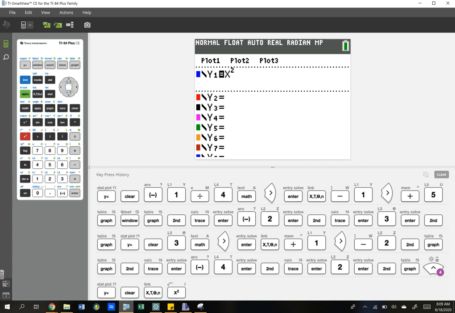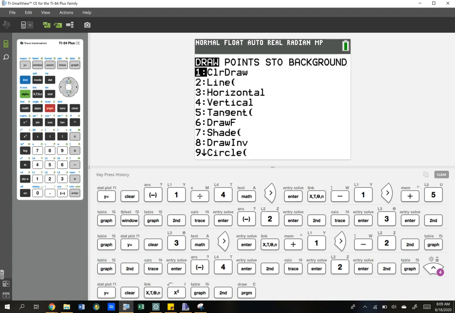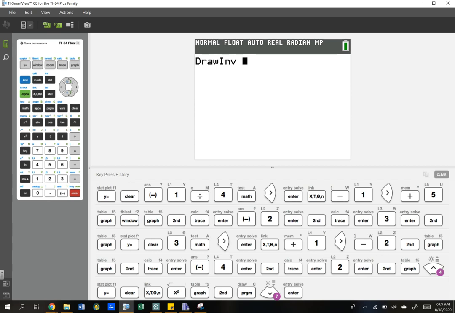Right, so I've entered my function into y equals. I'm going to go to the graph. All right, I'm going to go to second draw. That would be the program button, highlighted in red. And you'll see that option number 8 is draw inverse. So you can either press 8 or you can go down to 8 and hit enter.